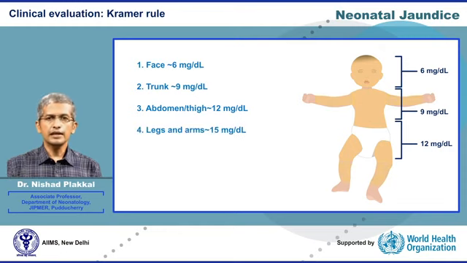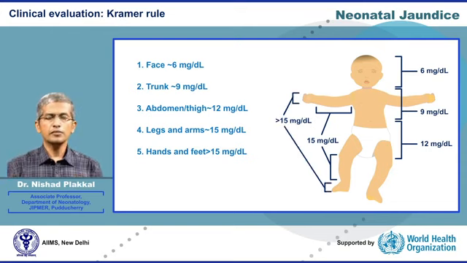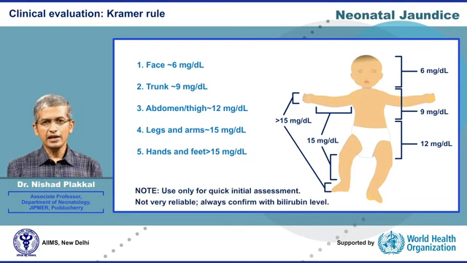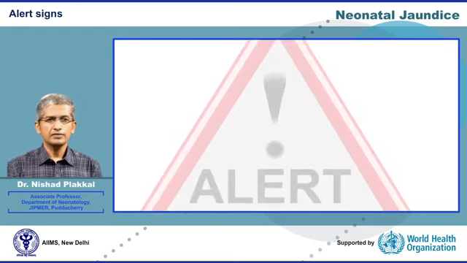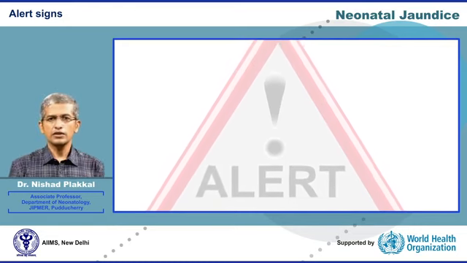Involvement of the arms and legs indicates that the bilirubin level is probably around 15 milligrams per deciliter. And finally, involvement of the palms and soles of the feet indicates that the bilirubin level could be higher than 15 milligrams per deciliter, which is a very serious sign and we need to be very careful. But this clinical assessment is not very reliable, so we always need to confirm it with either transcutaneous bilirubinometry or a serum bilirubin level. We need to be alert about the features that indicate a more severe course of jaundice.